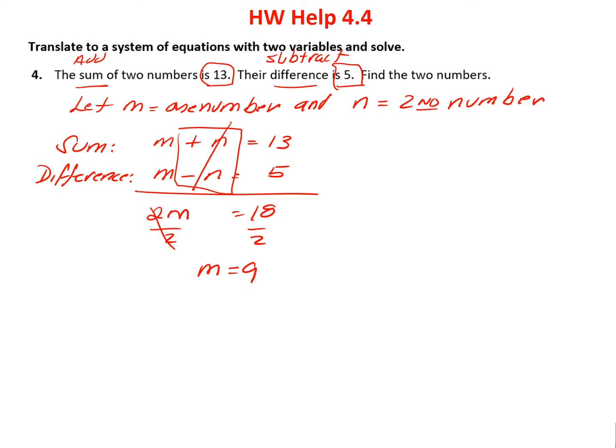So one number equals 9, all right? So now we just go and find the other number. Let's go to the first equation. So if 9 plus n equals 13, subtract 9, and you get that n equals 4. So what are the two numbers?